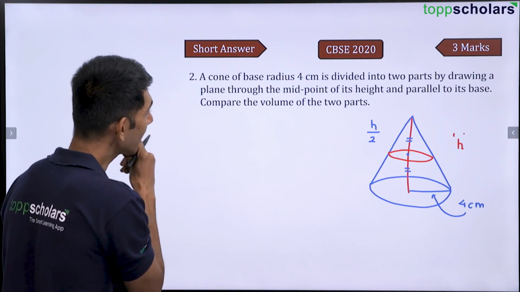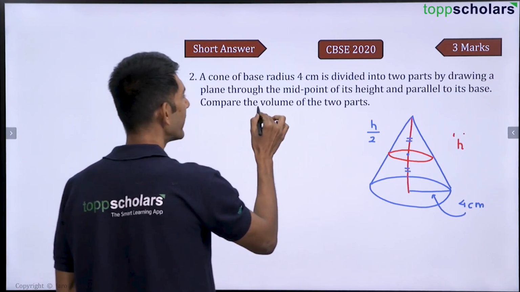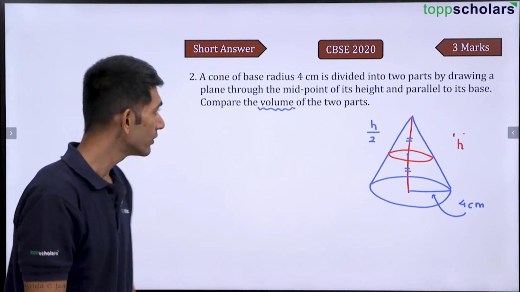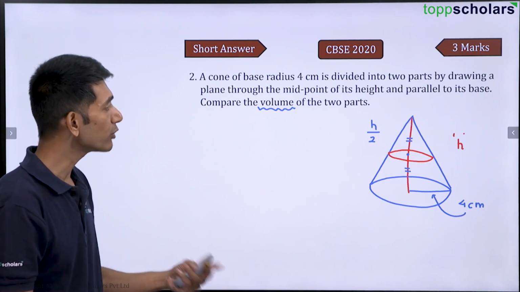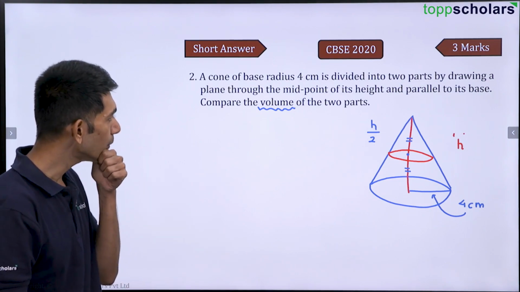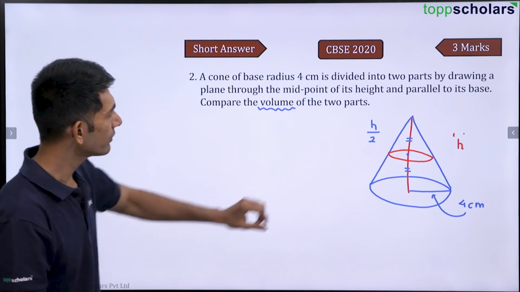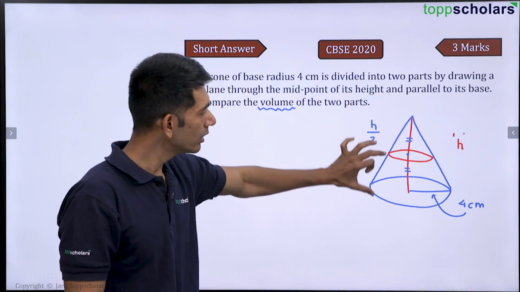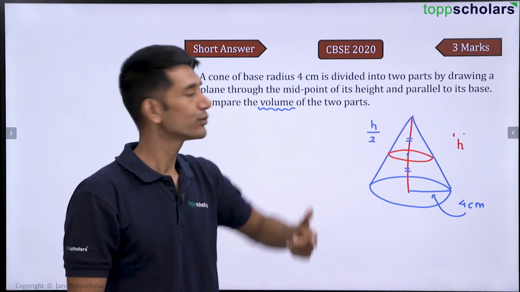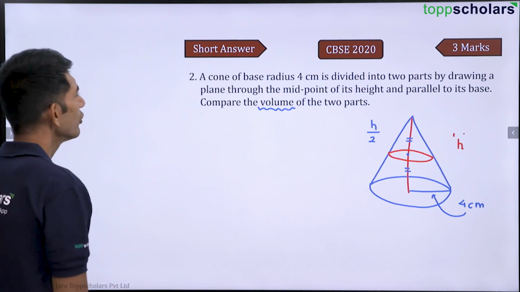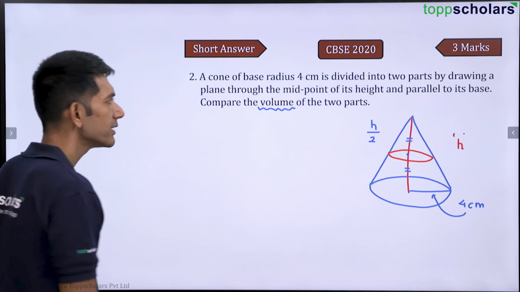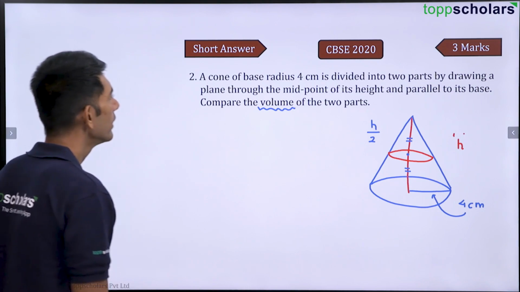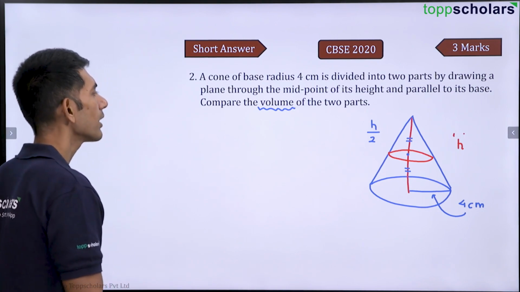And then compare the two volumes. Whenever we compare, we take the ratio of the two volumes. We're supposed to compare the volumes of the upper part and the lower part. So the upper part is ideally a cone, and the lower part is ideally a frustum. A cone of base radius 4 centimeter is divided into two parts by drawing a plane parallel to the base through the midpoint of its height. No problem. And then we are supposed to compare the two parts.